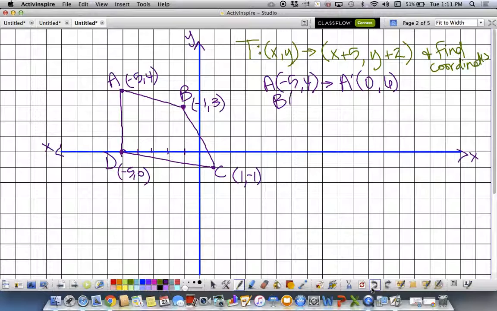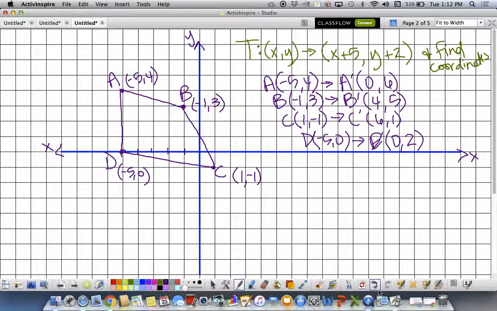B went from negative 1, 3 to what? B prime is 4, 5. So C, that was 1, negative 1. It maps to 6, 1. And D, which was negative 5, 0, maps to D prime, which is what? 0, 2. So this is your mapping notation that's listed.